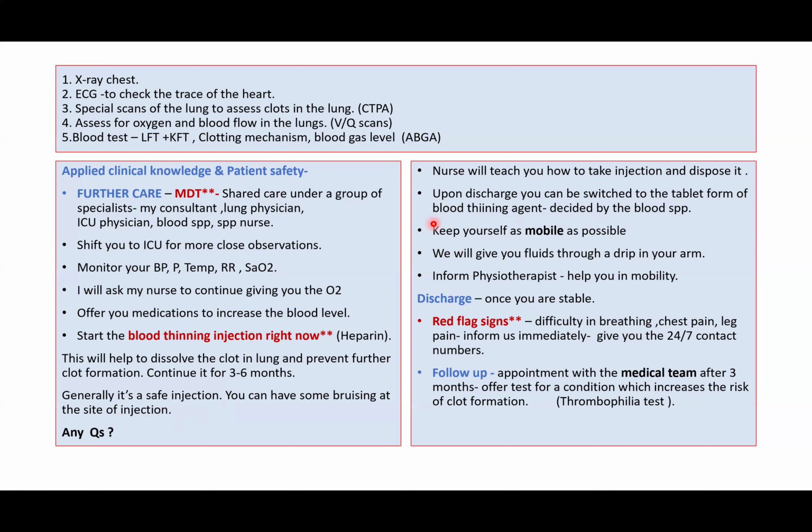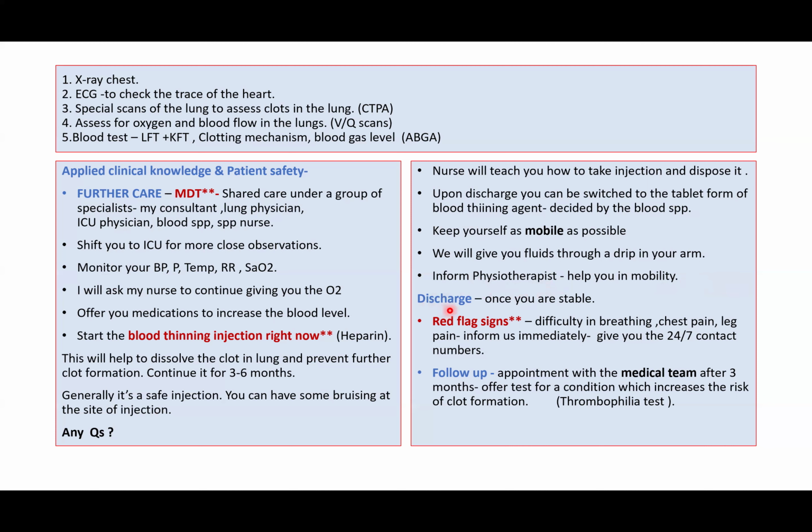And general measures, I always say, talk about the specific measures and then the general measures. Also keep yourself as mobile as possible. We will give you the fluids through a drip in your arm, and we have to inform the physiotherapist to help you in mobility because you're finding it difficult to move around. So moving around is very important. It will help to reduce the clots. So another communication with a colleague will be the physiotherapist.